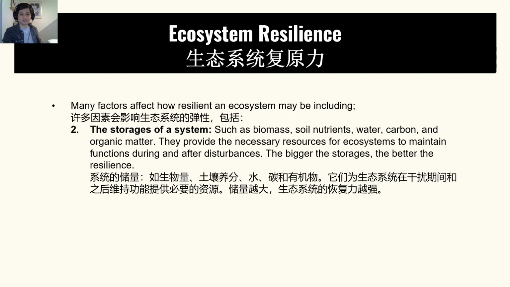Many factors affect resilience, such as the storages of a system. We talked about the storages previously. Some examples would include biomass. Again, bio means life, mass is kind of like the substance, matter, right? So the biomass, soil nutrients, water, carbon, and organic matter provide the necessary resources for ecosystems to maintain functions during and after disturbances. The bigger the storages, the better the resilience.